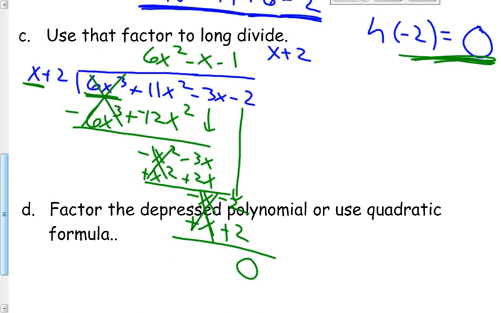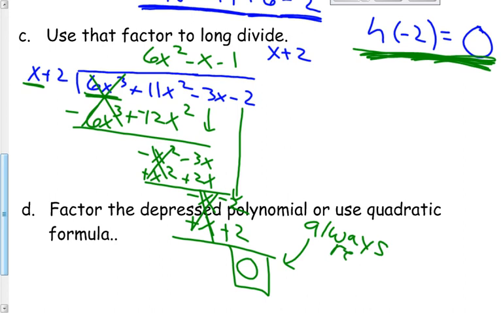Class, once again, this should always happen. Once you find a factor that equals 0 in step B, when you long divide, you should get a remainder of 0 in step C. Always remainder 0. So if you don't get that, you've done something wrong, and then you can check your work.